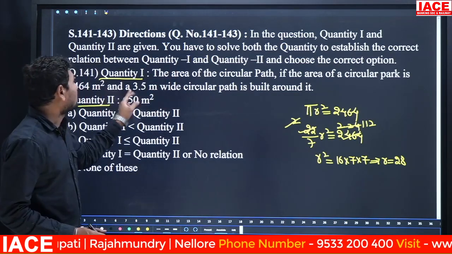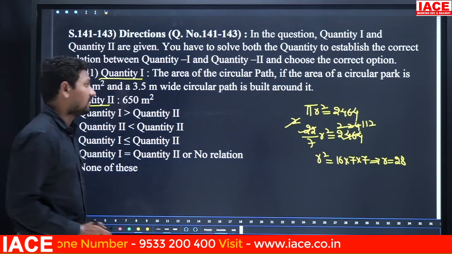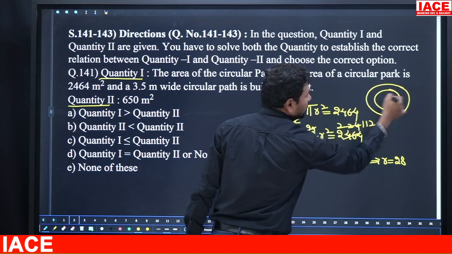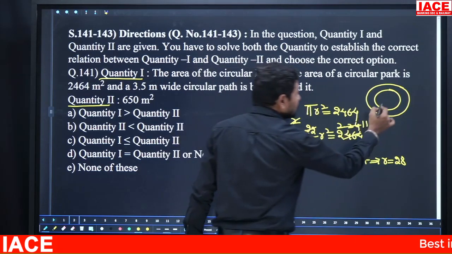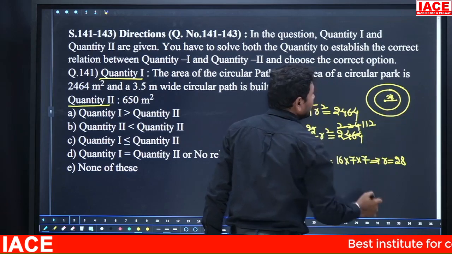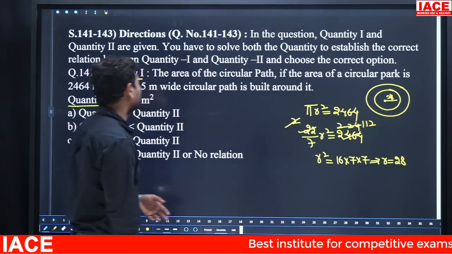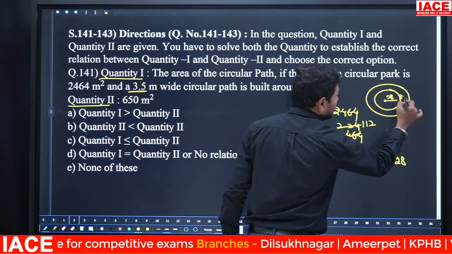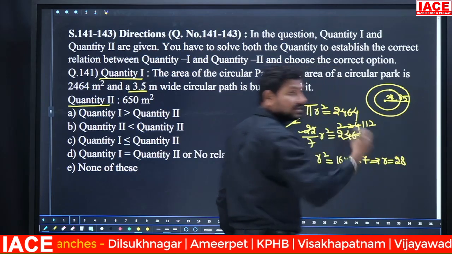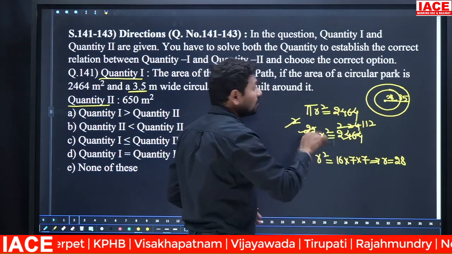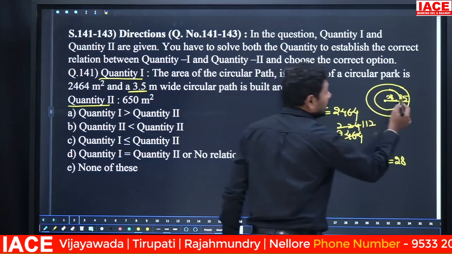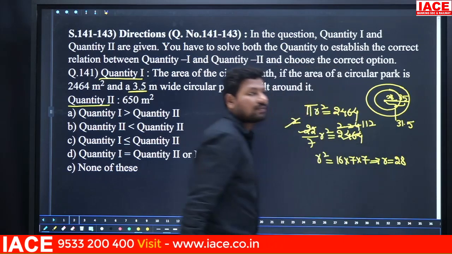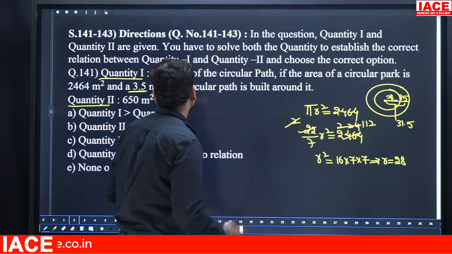Then there is the outside circle and the inside circle. This is a circular path in between the outside circle and the inside circle. The inside circle radius is how much? 28. Then the outside circle radius is how much? How many meters wide is it? 3.5 meters wide. 3.5 meters wide means the outer circle radius length becomes 28 plus 3.5. It becomes 31.5. Overall, the radius is 31.5.